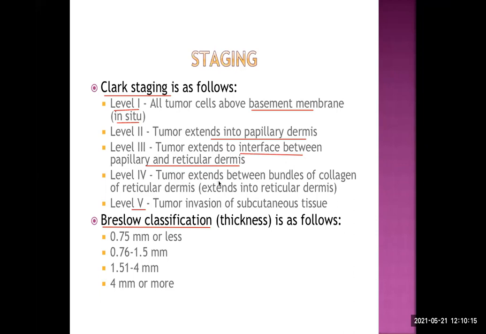And level 4, tumor extends between the bundles of collagen of the reticular dermis. And then level 5, tumor invasion of the subcutaneous tissue, even below the dermis. So it is going straight vertically downwards. Breslow classification depends on the measurement of the thickness. It is 0.75 mm or less, 0.76 to 1.5 mm, 1.51 to 4 mm, and 4 mm or more. You see that? From less thickness to more thickness, Breslow classification.